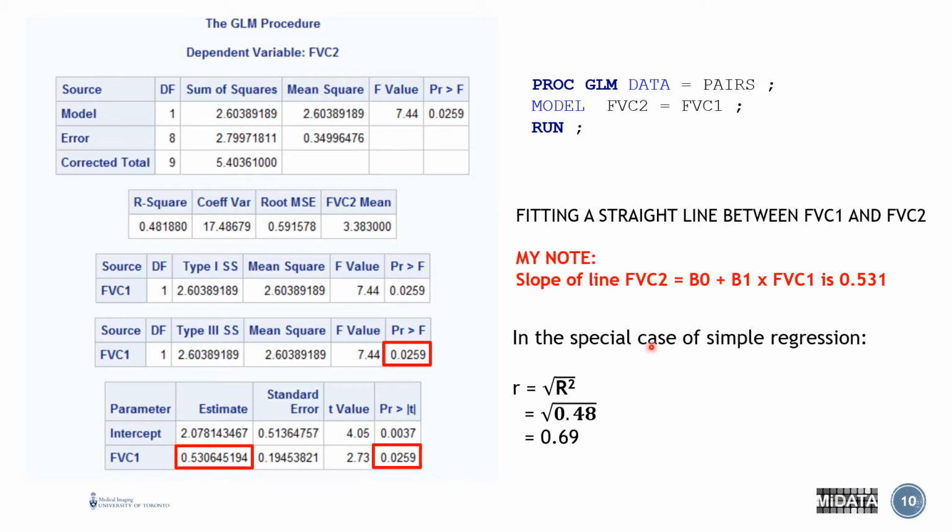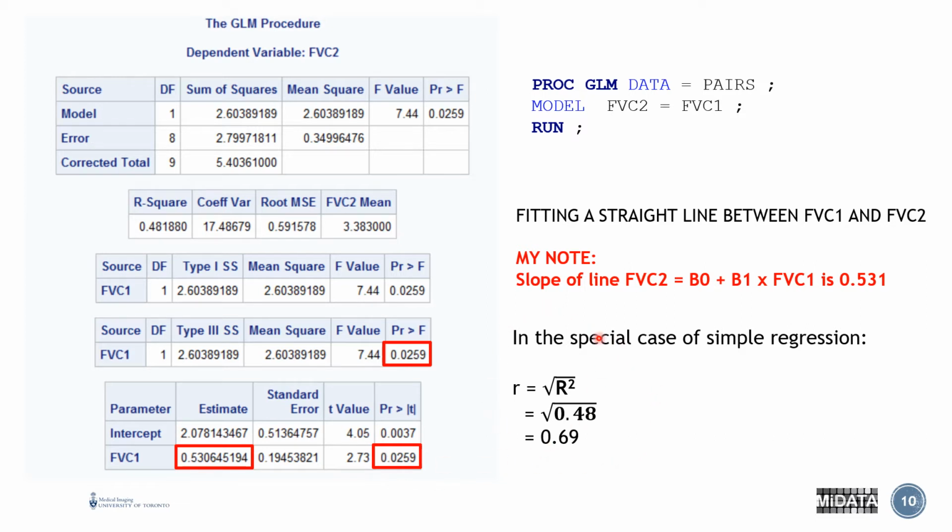Now, interestingly, if you look here, you have the R square. Remember, we've talked about the R square, which is the percent variability in the dependent variable that is accounted for by the model. In this case, it's 48%. If you take the square root of the R square, you end up with R, which is equal to 0.69. And if you remember from the previous slide, when we did PROC CORR for Pearson correlation, the R was 0.69 and the p-value was 0.0259. Interesting.